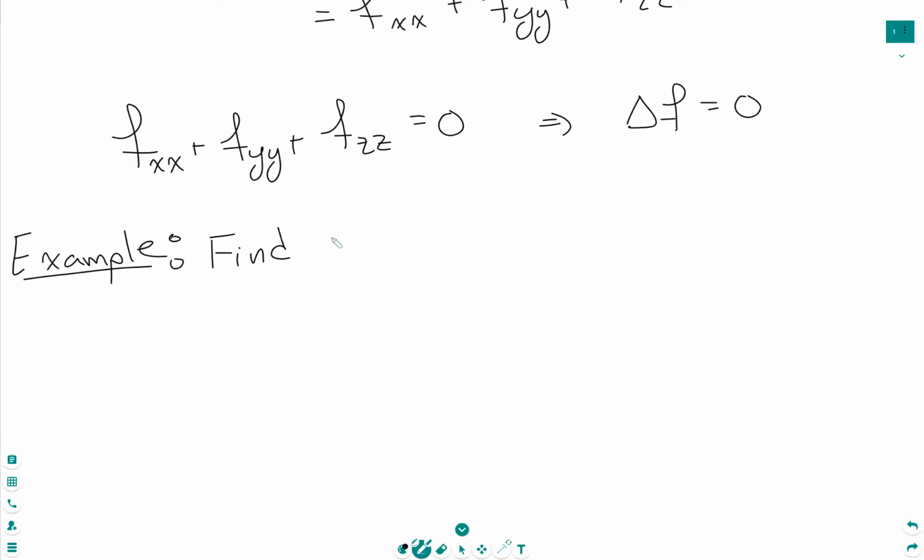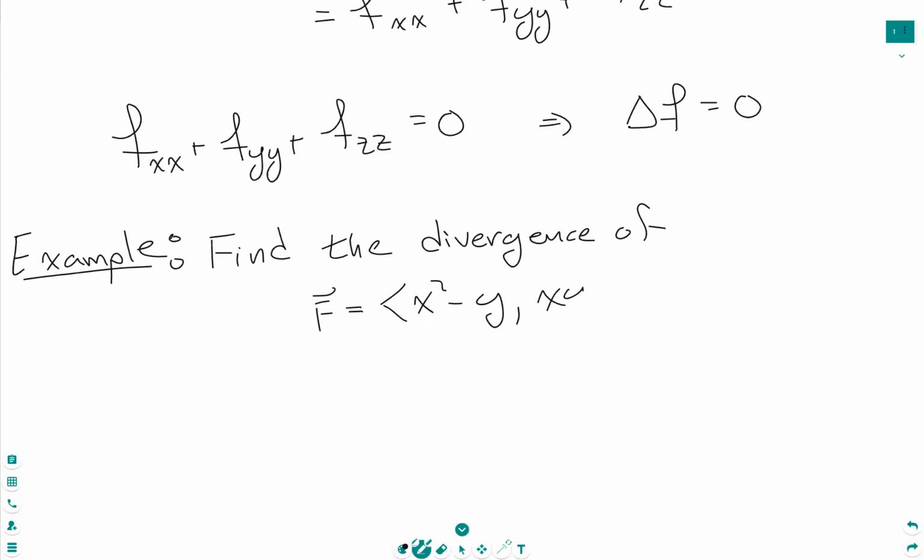First, let's find the divergence of the vector function x squared minus y, xy minus y squared. So we can write this as, this is actually called del, so we can say del dot f.